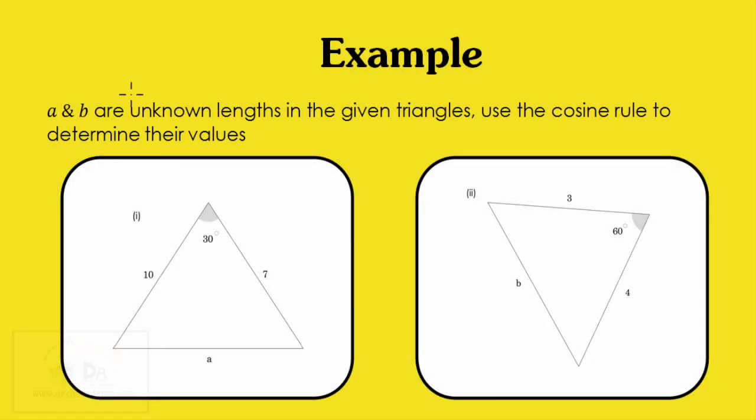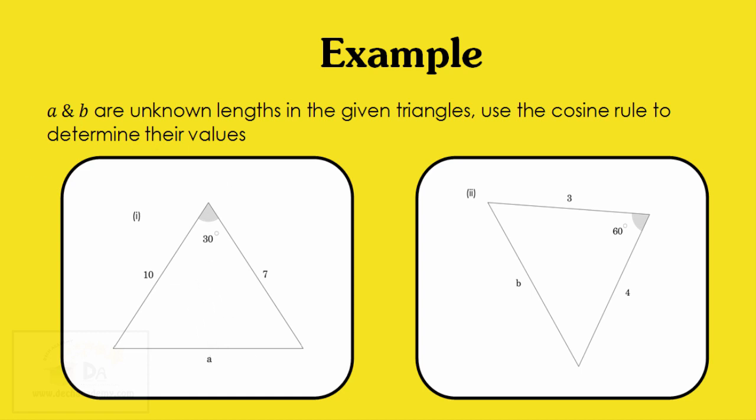So here's another example question. It says A and B are unknown lengths in the given triangles. Use the cosine rule. So this question actually says use the cosine rule to determine the values of these unknown lengths. So let's focus on question 1. There's only one unknown length, and that's this side A.